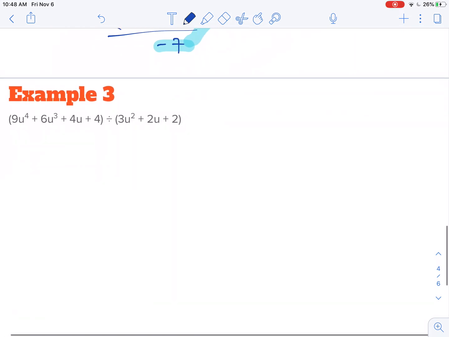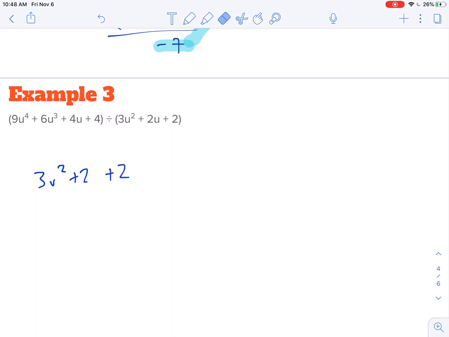All right, finally, I've got this last example, and in this last example, I'm going to set it up. Now, it's going to be really tempting to set it up like this. And don't follow this setup right away. Wait a second. You're going to want to set it up like this.